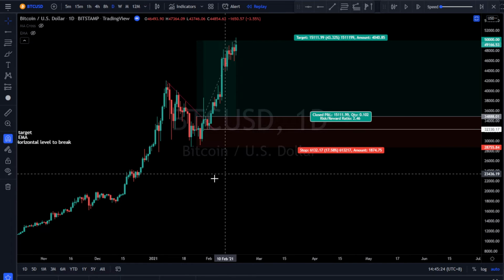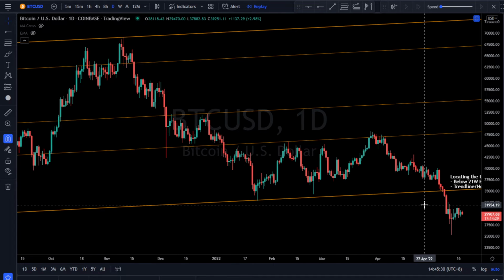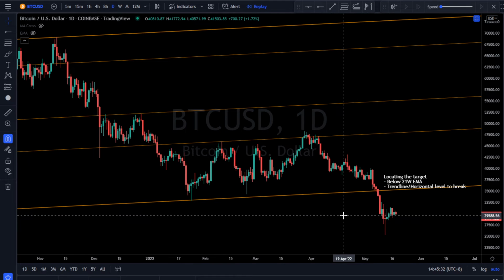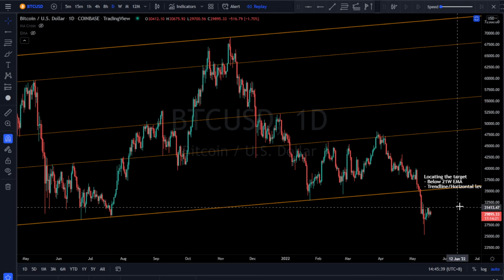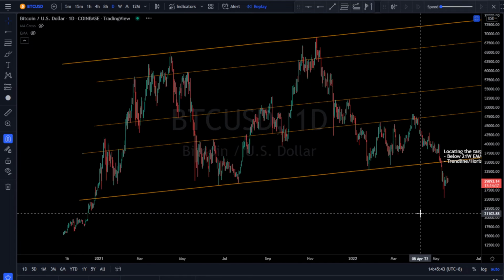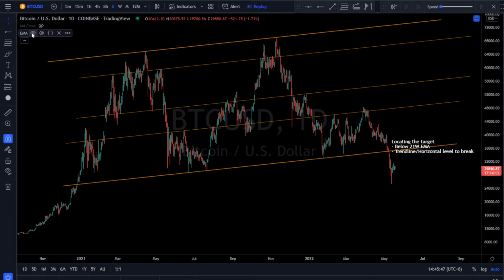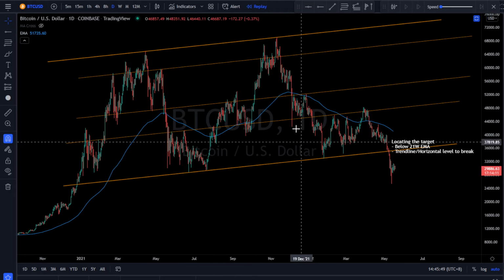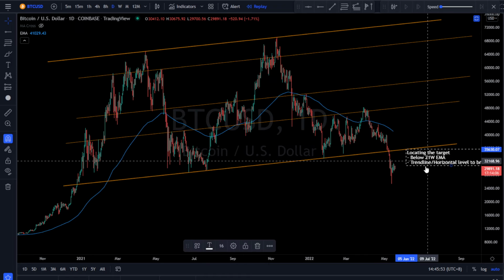Okay, so moving on. Now, this is a short entry, a sell trade, and this is quite recent, a breakdown. So first thing first, we are locating the target to short. Over here, let's look at it again. EMA, we are below the 21-week exponential EMA.